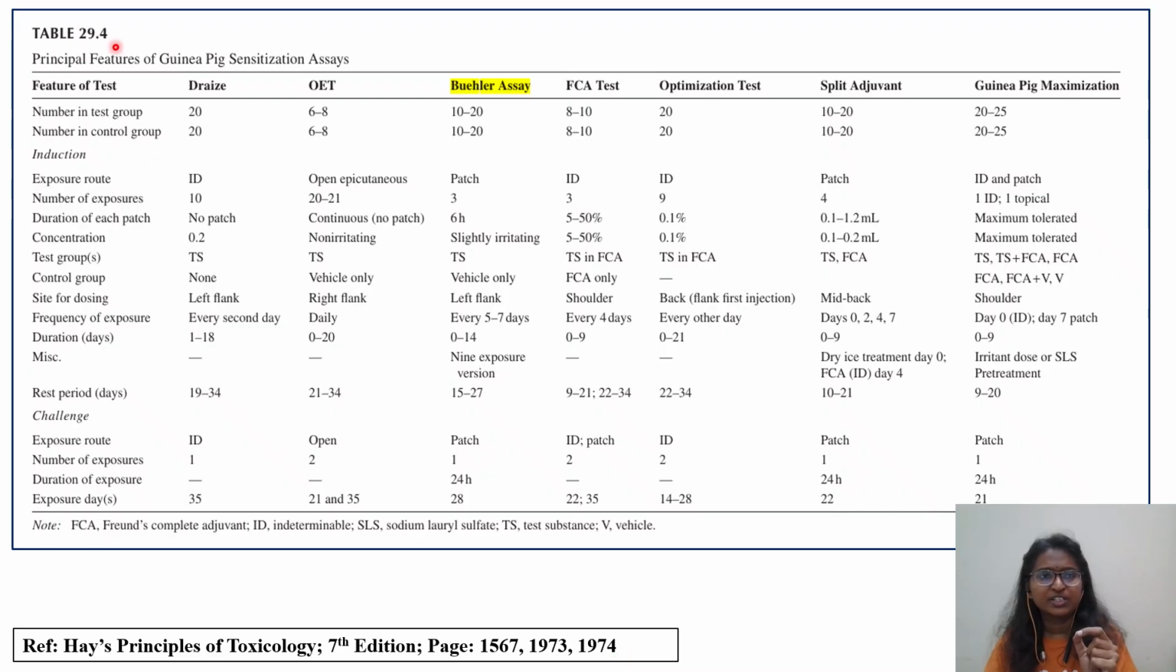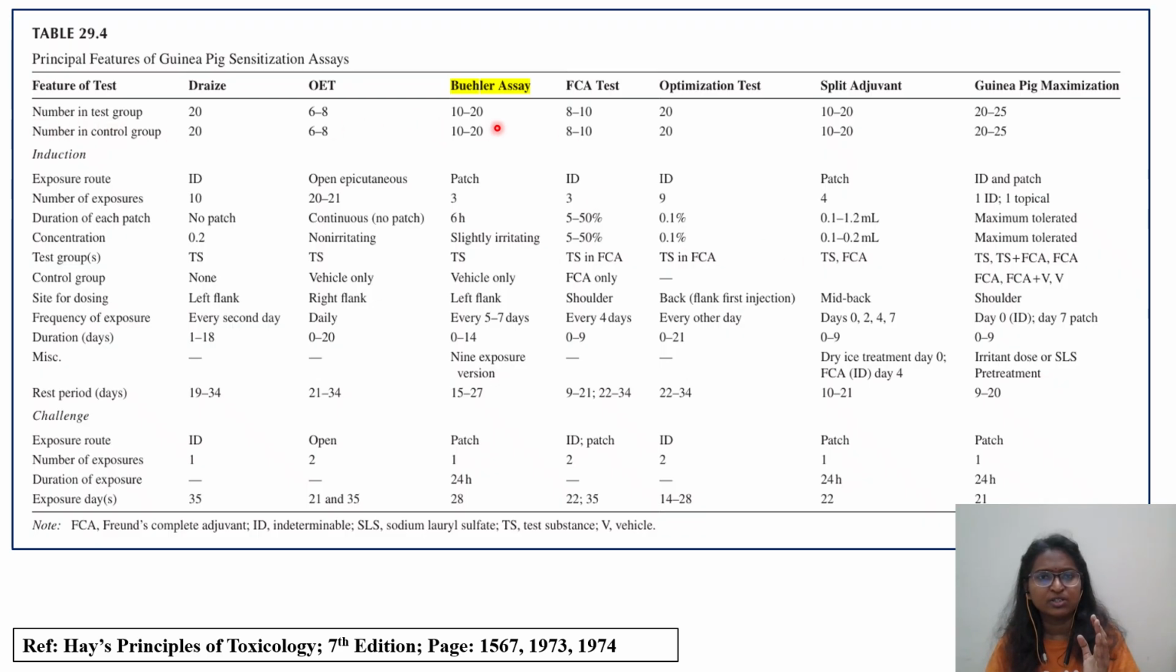This is Table 29.4, where they have discussed the principles and features of guinea pig sensitization assays. They have Draize's test, the OET, then the Buehler assay, the Freund's complete adjuvant test, the FCA test, the optimization test, the split adjuvant test, and the guinea pig maximization assay. In this video we are discussing the Buehler assay. Keep this table and memorize it, but now I'll discuss only the Buehler assay.